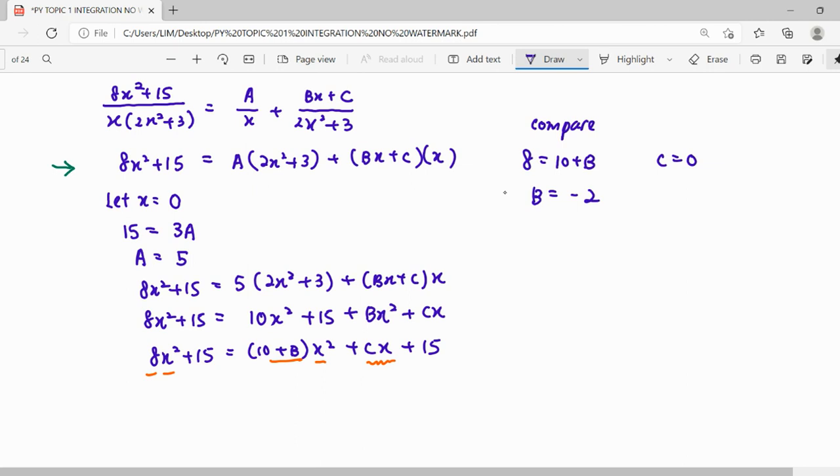Once we find our unknowns A, B, C, we have to rewrite them in our partial fractions. So we substitute our answers back into the fraction form. Therefore, 8x squared over x times 2x squared plus 3 will be equal to A, which is 5, over x, then plus b, which is negative 2x, plus c, which is 0, over 2x squared plus 3. Negative 2x, I can factorize out, so I get a negative outside, then this is 2x squared plus 3. So this is how we get our partial fractions.